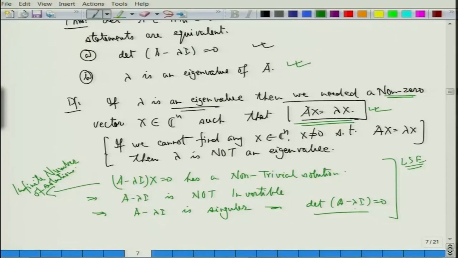Now the converse. Suppose determinant of A minus lambda I is 0. This will imply that A minus lambda I is singular. That will imply that A minus lambda I is not invertible, and therefore the system will have an infinite number of solutions. All right. Since it has an infinite number of solutions, I can choose one which is non-zero and get my answer. Fine. So they are all equivalent. There is nothing special about it. Fine. Now some more definitions.